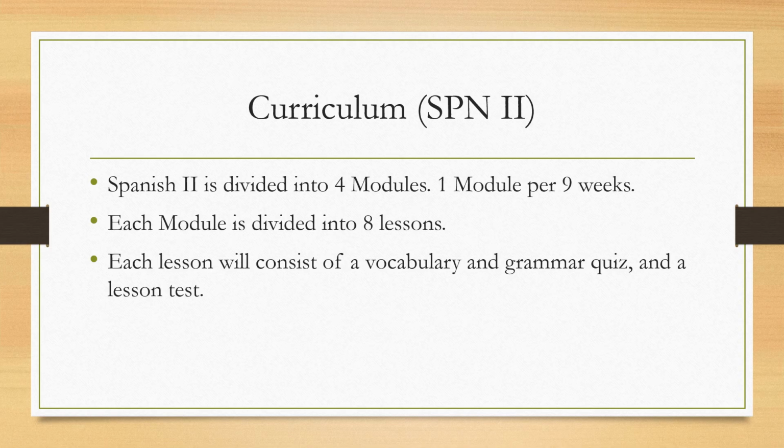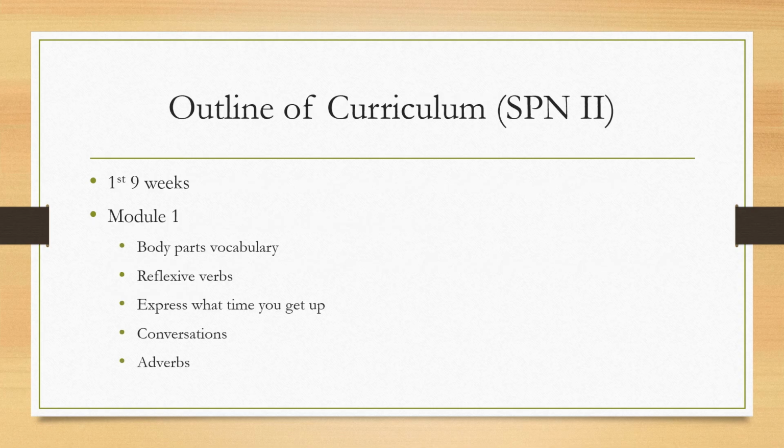All right, so Spanish 2 is divided into 4 modules, 1 module per 9 weeks. Each module divided into about 8 lessons. All right, each lesson has a vocabulary, grammar quiz, and a lesson test. All right, so the first 9 weeks, learning body part vocabulary, reflexive verbs, expressing time, what time you get up.